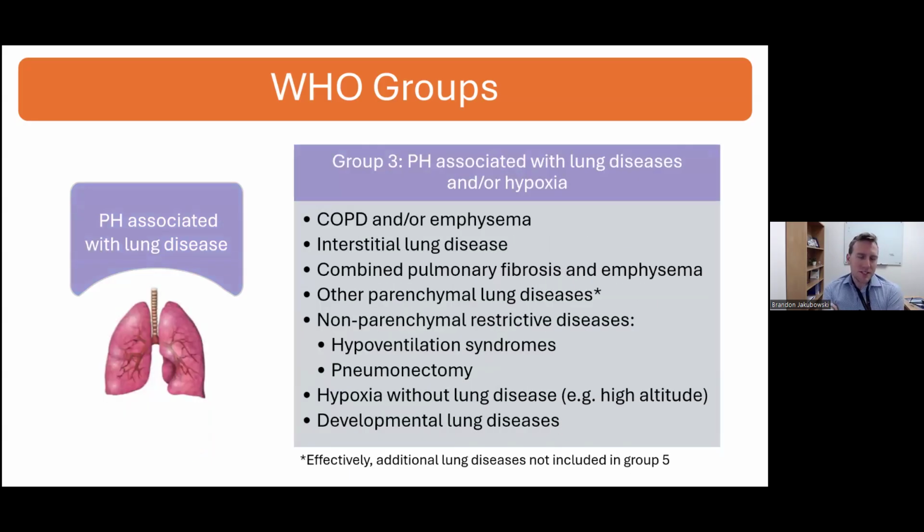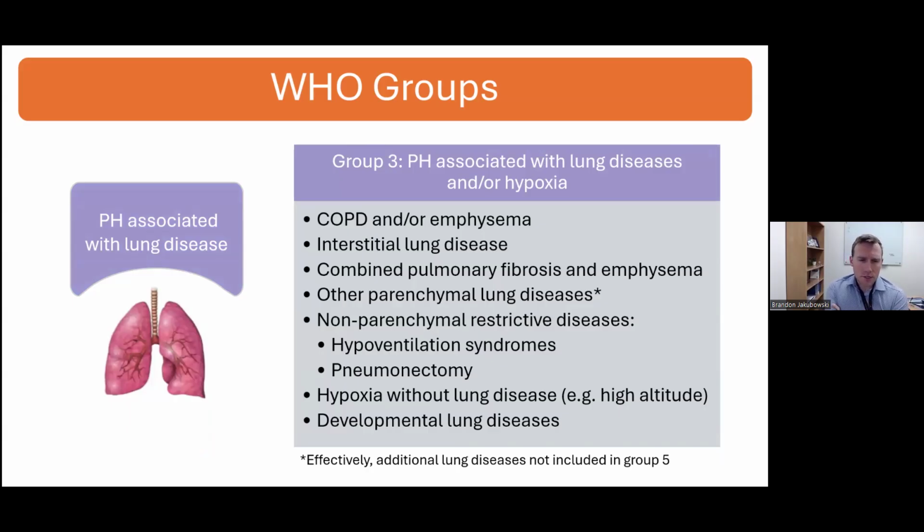Group 3 disease is primarily disease associated with lung disease or hypoxia. That includes patients that have COPD or emphysema, those with diffuse interstitial lung disease, as well as an entity called combined pulmonary fibrosis and emphysema, otherwise known as CPFE. And this is a really important one to identify because patients in this subcategory of pulmonary hypertension tend to have a much more severe prognosis and rapid progression of disease.